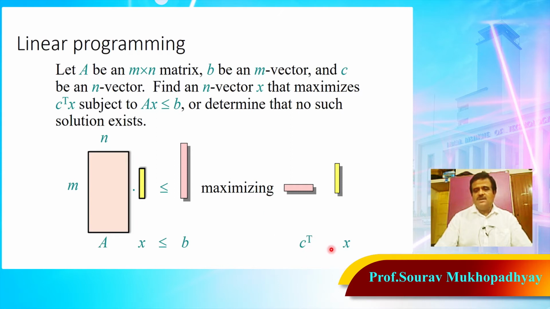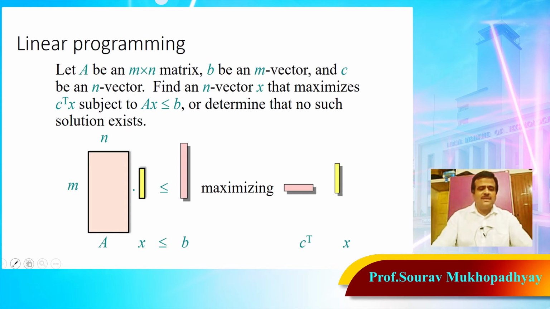So c transpose x, that is our z, which we have to maximize. So we have to find all the solutions of this system of inequations, then we can put these values in and get the maximum. That is our solution, roughly.